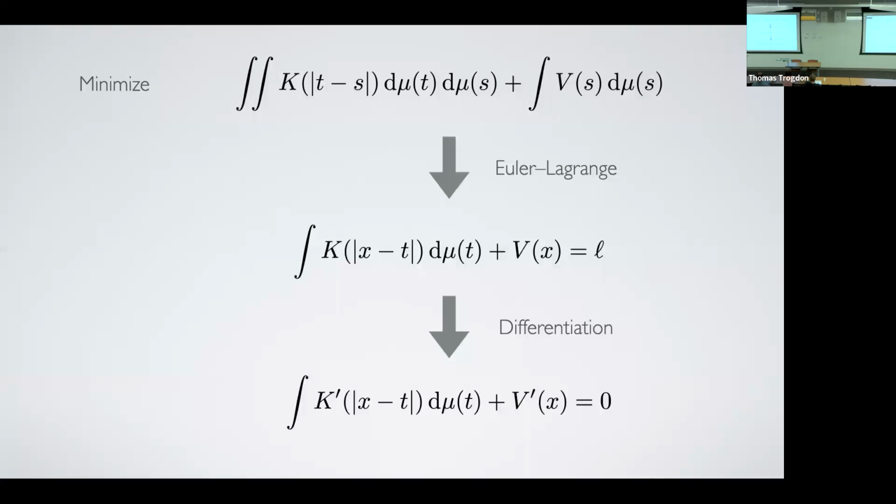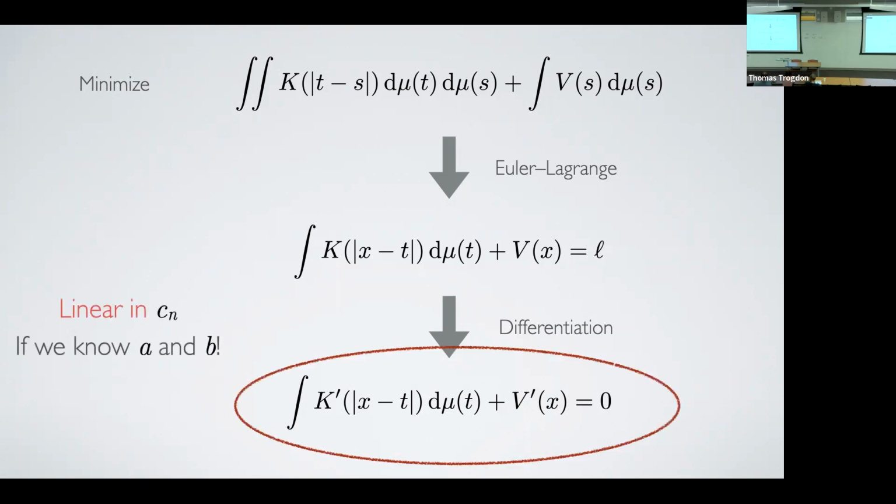So these are different ways we can formulate the same energy minimization problem. We can either start with this, or we can use Euler-Lagrange to look at this problem. Actually, I could have done the numerics directly on that, but it's a bit easier to differentiate and look at this problem. So here we want to find A, B, and those CNs so that this equation holds. And the key thing is if we know A and B, then this is actually linear in the CNs. So this is a linear problem if we know the support. So the only nonlinearity here is finding the support.